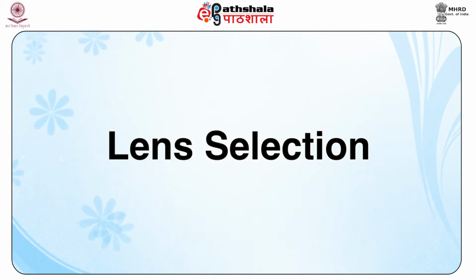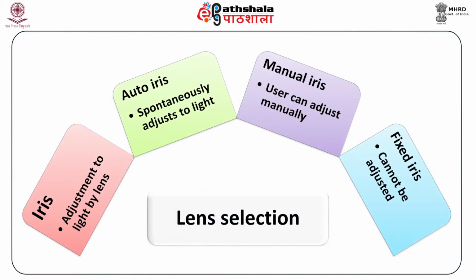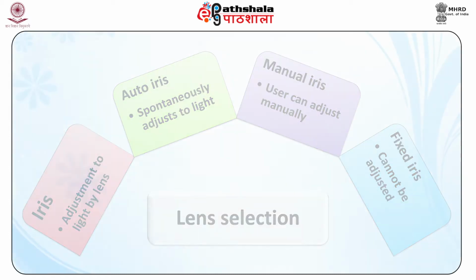Next is lens selection. Iris. The iris or the aperture on the lens determines how the camera will adjust to light. It comes in various varieties. Auto iris has the capability to adjust spontaneously according to the lighting conditions. Then is manual iris, which is the one that you can adjust, but as it states, it is manual. Then is fixed iris, which means just that: it is fixed and cannot be adjusted.